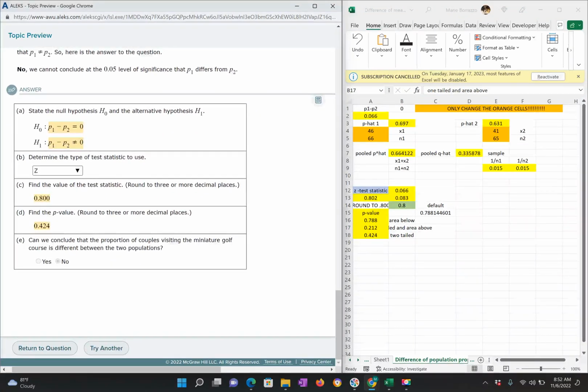And then remember, the rule of thumb is always that if p value is less than alpha, we're going to reject the null. And p value is very high. I think we're likely to fail to reject the null. So can we conclude that the proportion of couples visiting the miniature golf course is different? We would say no. Okay?